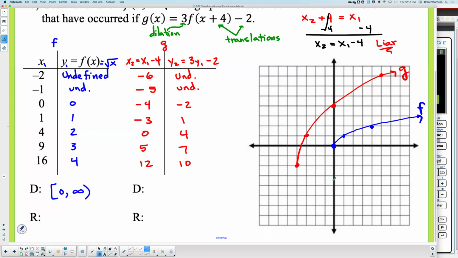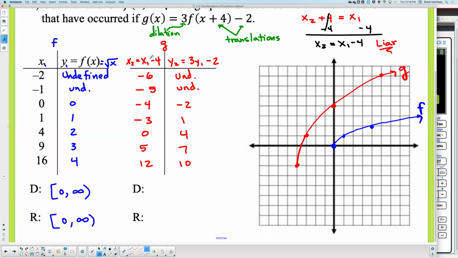Now let's look at range. Again, parent functions are the easiest, so go off of that. Because you just ask yourself, do I have negatives? For range, you're looking up and down. Do I have negatives? Do I have positives? Do I have 0? What do I have here? Positives and 0. You always start with the smallest number. So from 0 to positive infinity.